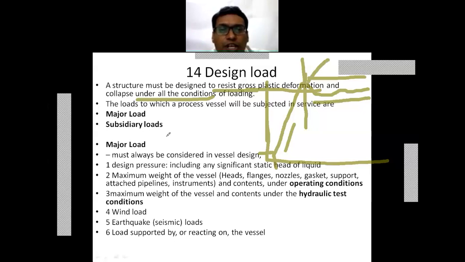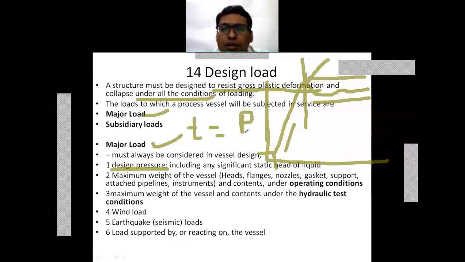Then the different major loads that are to be taken into account, and the different subsidiary loads that are also to be taken into account. Now when you talk about the major loads that must be considered in vessel designing, one is your design pressure, which is the most important and basic parameter. In the thickness formula, thickness equals PD upon something, where P is the design pressure that is to be taken into account.